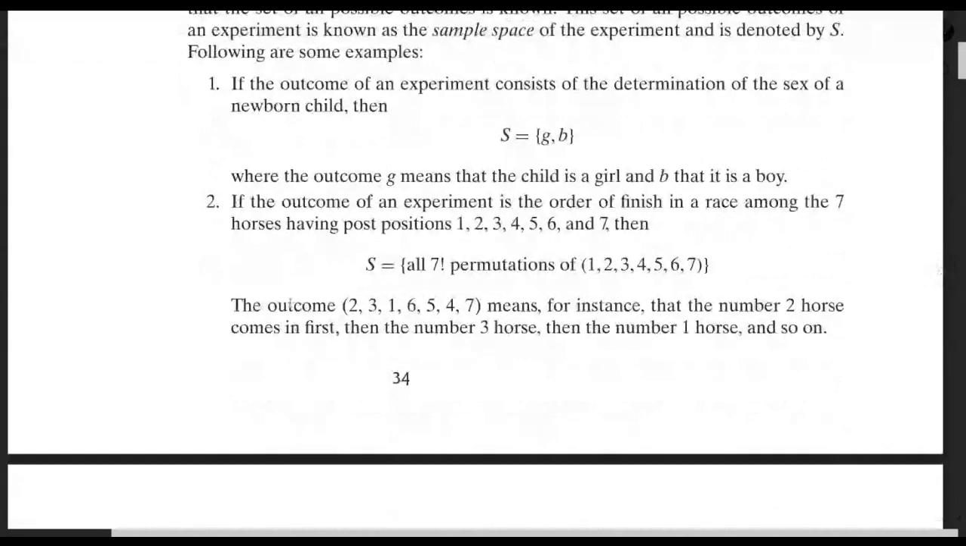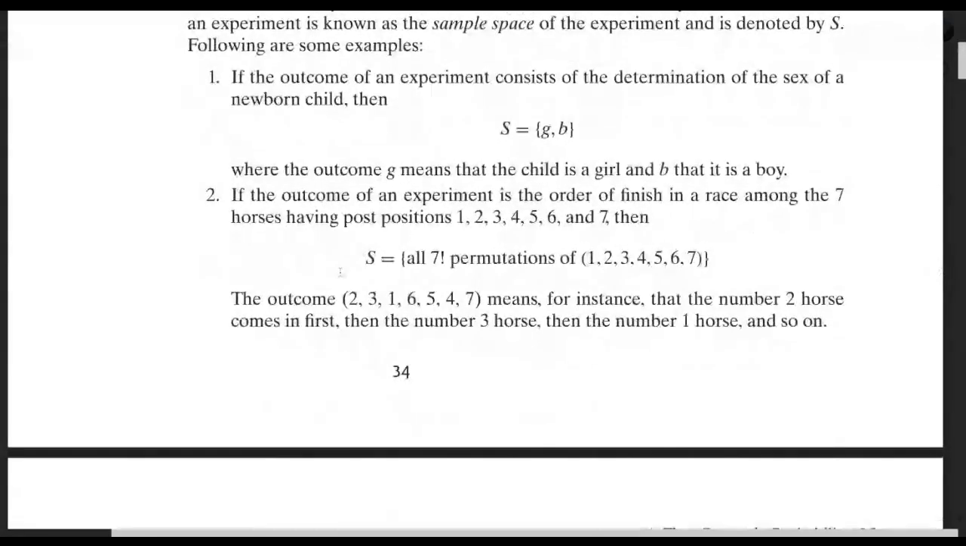The second example: if the outcome of an experiment is the order of finish in a race among the 7 horses having post positions 1, 2, 3, 4, 5, 6, and 7, then the sample space is all 7 factorial permutations. Right, because it's just a permutation. The order matters. If it's the first position, second position, third position, the order is important. So all 7 factorial permutations.